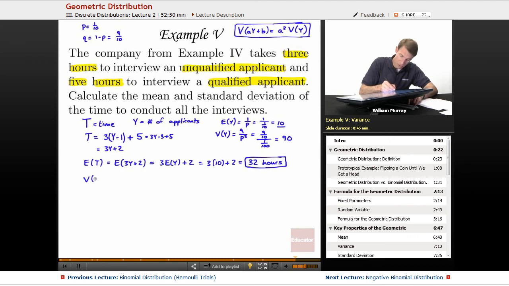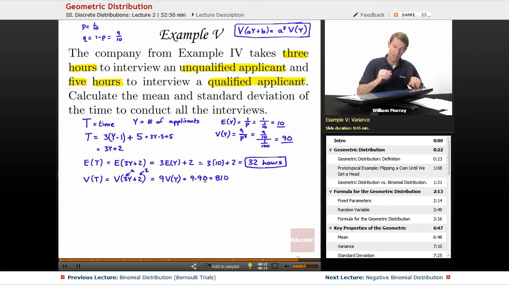So the variance of T here is the variance of 3Y plus 2, which is, now if I use my a equal to 3 and my b equal to 2, I get a squared times the variance of Y, but 3 squared is 9, so 9 times the variance of Y. And I figured out the variance of Y up here was 90, so that's 9 times 90, which is 810. That's the variance. It's not the standard deviation.